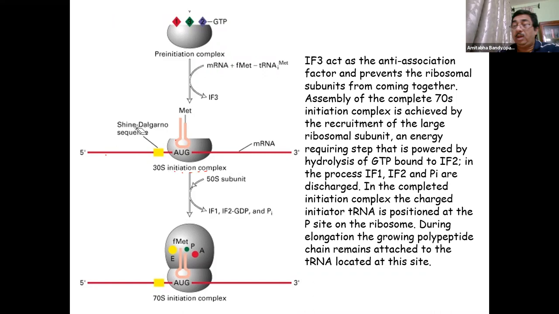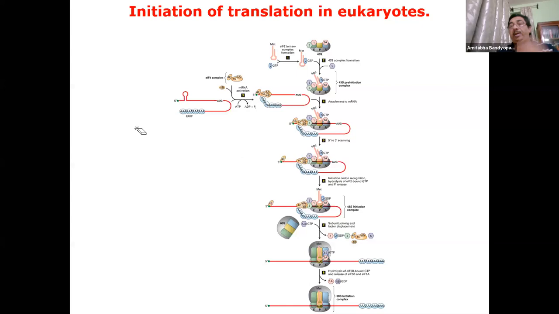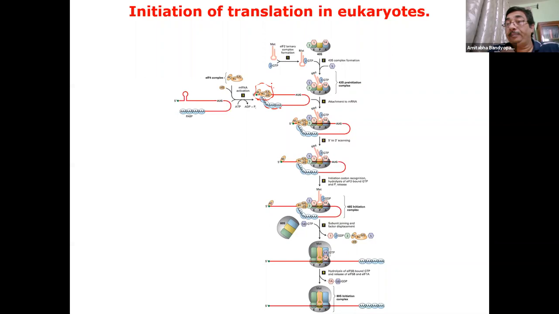Okay, so now what happens in eukaryotes? In eukaryotes, it is obviously a whole lot more complex. First, let us look at the mRNA. You see, there is a poly A tail, and there is this EIF4 group of proteins that bind to the cap. Because of their interaction, it is kind of like a circular structure.